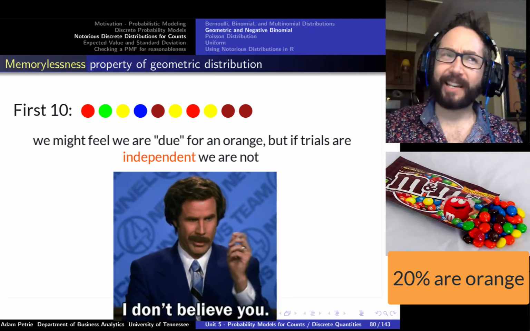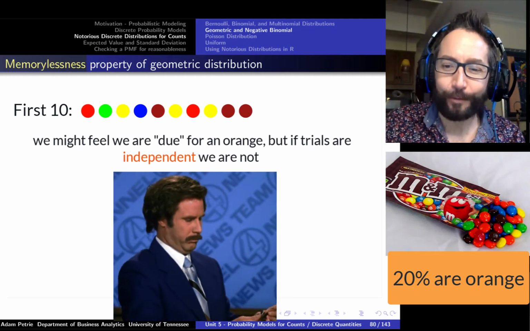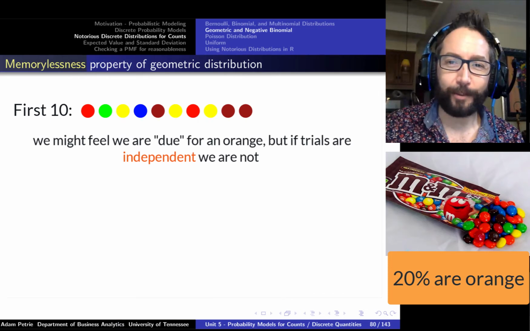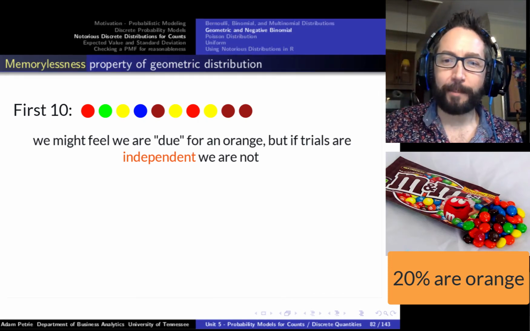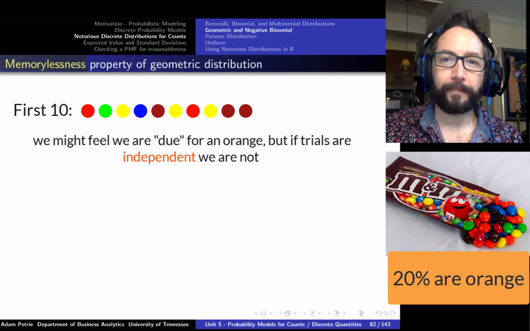Intuition probably says that doesn't seem quite right. We're kind of due for this event to occur. Intuition and probability rarely go hand in hand here. So let's examine why that's the case.